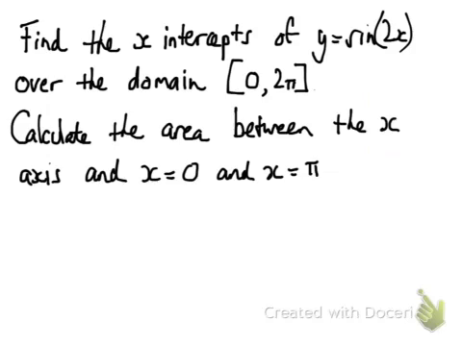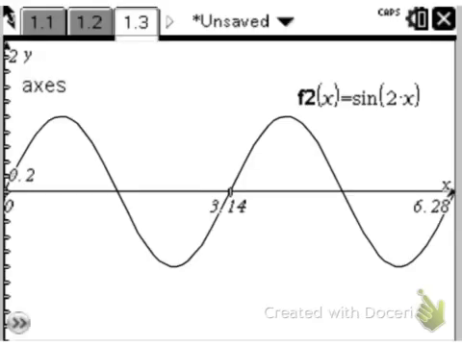Find the x-intercepts of y equals sine 2x over the domain 0 to 2 pi. Calculate the area between the x-axis and x equals 0 and x equals pi. Right, so what I've done there is I've drawn the graph, I've set my axes from 0 to 2 pi. You can see this 6.28 here, which is 2 pi, okay, and 3.14 there, that's pi.